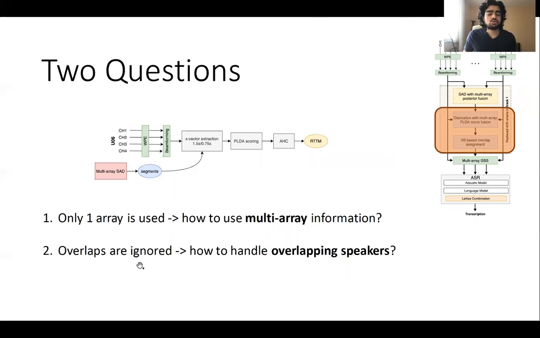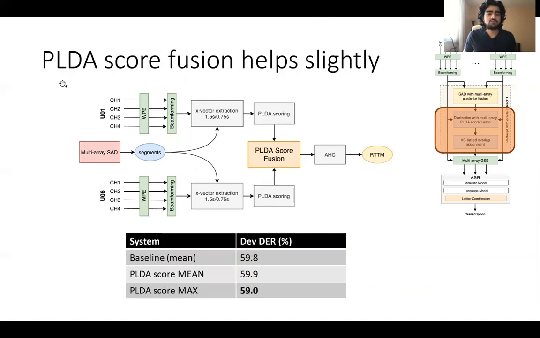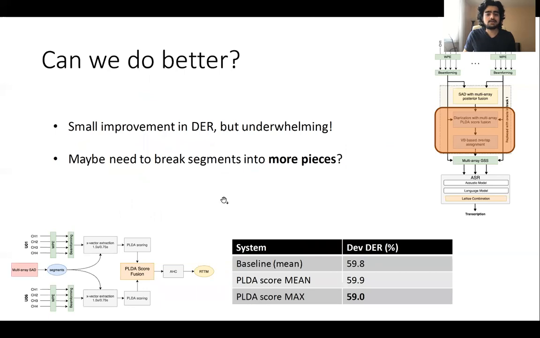Next, we have 2 questions from the baseline system. First, can we use multi-array information instead of just picking U06? And next, how can we handle overlapping speaker segments since the baseline ignored this completely? So to answer the first question, we first tried using DOVER, but we couldn't really get it to work for us. So instead, we tried PLDA score fusion inspired by the posterior fusion in our SAD. And we find that especially when we use PLDA score max, we get 1% improvement. This is a little underwhelming though.